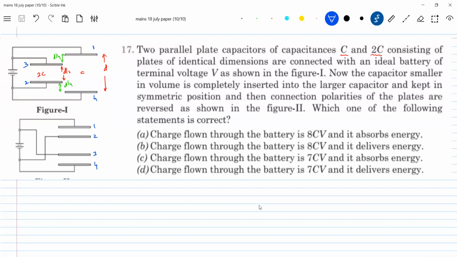So initially we'll calculate charge. What was the initial charge in the capacitors? Here the charge, you can take it as some Q1, or let it be QA, QB, anything. So here the charge, let it be QA, QB. So what is the value of QA? QA should be equal to, they're connected parallel to the cell, no? So let it be V. QA equals CV, QB equals 2CV.